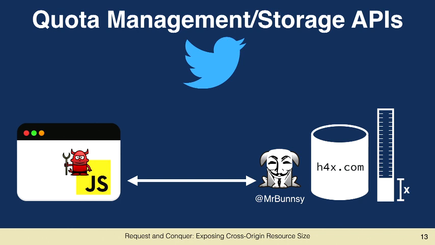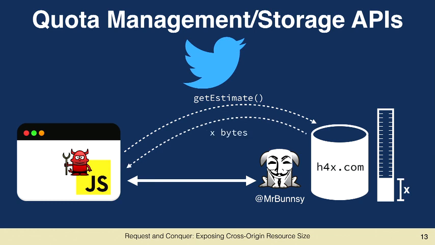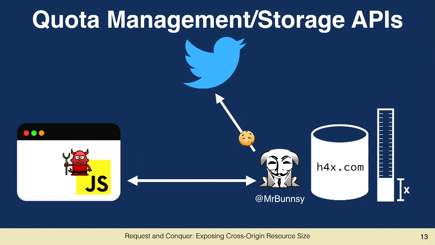So what the attacker can do is ask for an estimate. In this case, the cache was filled with X bytes. And although it's called getEstimate, the browser will actually return the exact amount of bytes. So at that point, the attacker knows that there are X bytes in his cache. And then he can again trigger the request to Twitter, get a response, and put it in his cache. Now it grows to Y bytes.